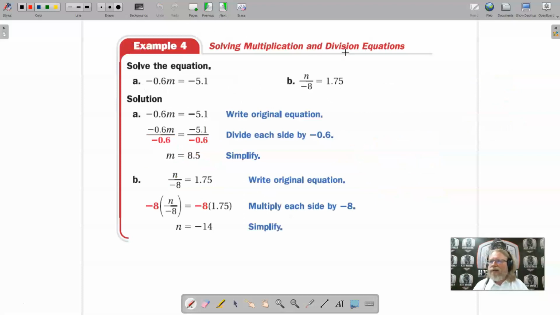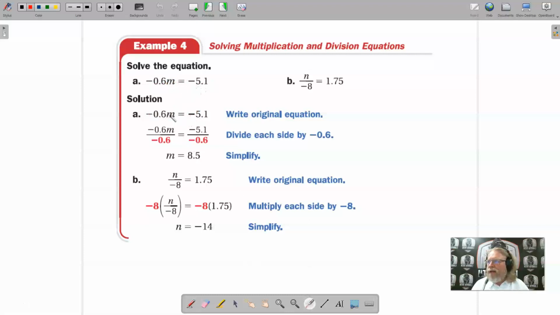Moving along, solving using multiplication and division in equations. We need to bear in mind that just like we saw earlier, if the signs are the same, then it is positive. If the signs are different, then it is negative. So first one here, negative 0.6m equals negative 5.1.